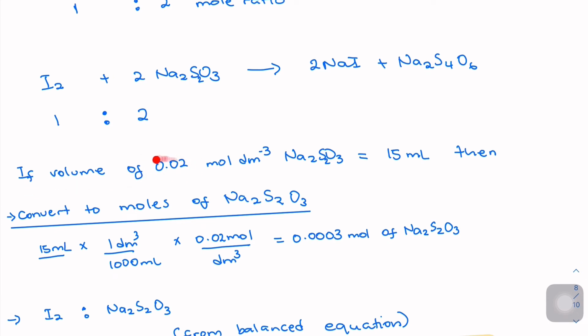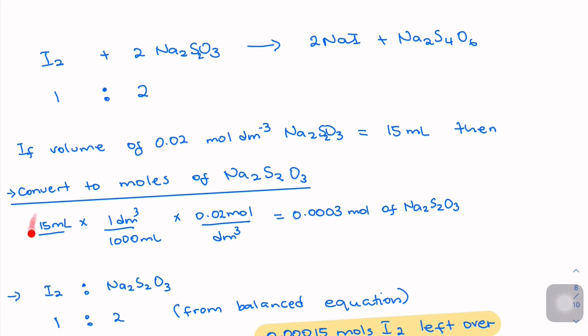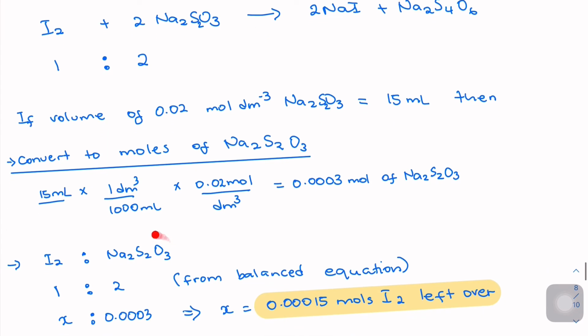So let's say the volume of sodium thiosulfate that was used during the titration was 15 milliliters. First thing, we have to convert to moles of sodium thiosulfate. We take the 15 milliliters, divide it by 1,000 to convert it to dm cubed, and then multiply that by the concentration of our solution, which is 0.02 moles per liter. This is the number of moles of sodium thiosulfate that we used in the titration.